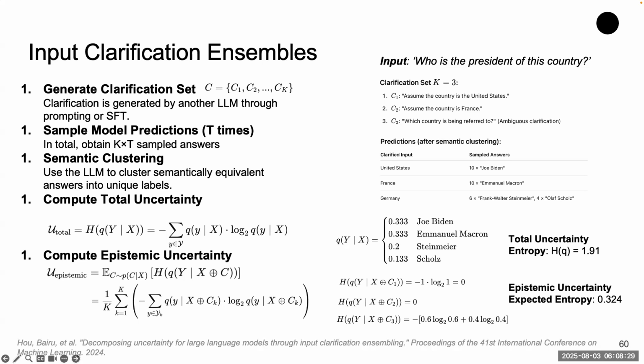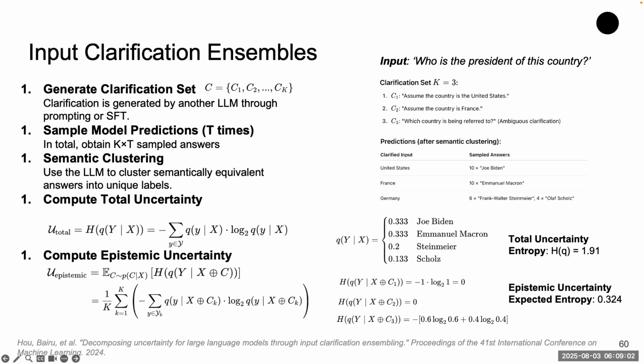And then the next step is to compute the total uncertainty. So there's the entropy before clarification. And then they compute the epistemic uncertainty. It captures the expected average entropy of the model's prediction across the clarified inputs. So total uncertainty is before the clarification, and the epistemic uncertainty they treat as after the clarification. Right? So we're just using an example here.